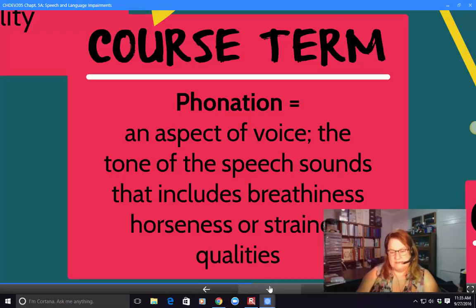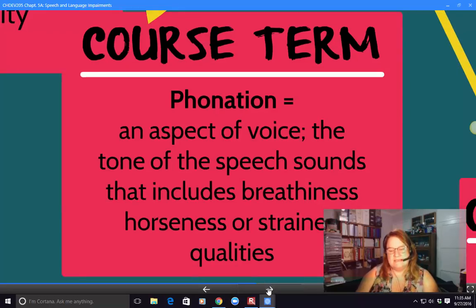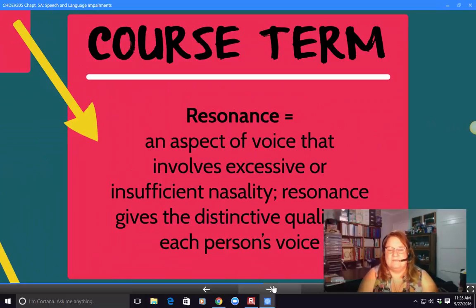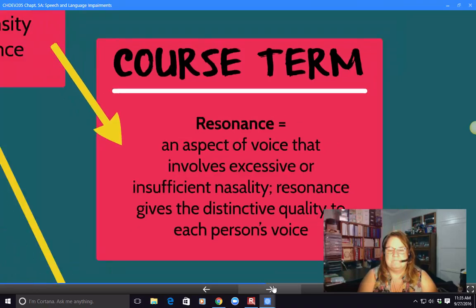Also, the next one is, my computer's been very, very slow, so thank you for being patient. There we go. Resonance. You might hear people talk through their nose, and sometimes it's an indication of a palate problem. We'll talk about cleft palate and cleft lip later as well.